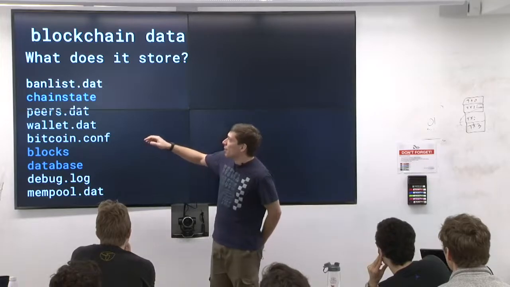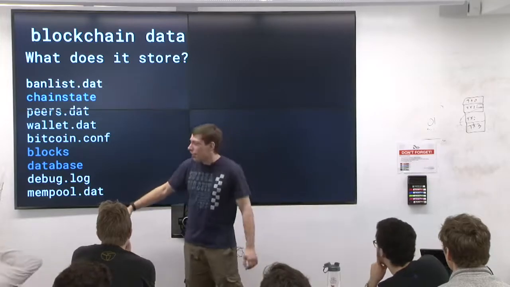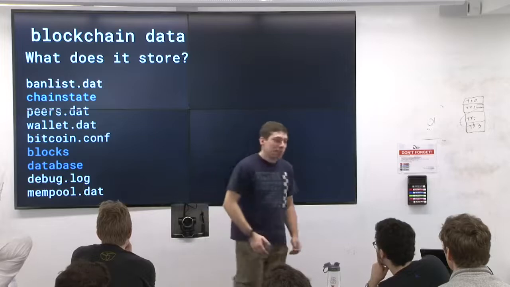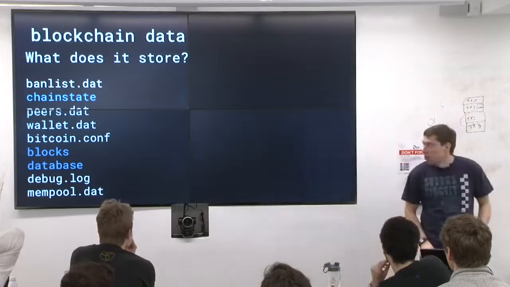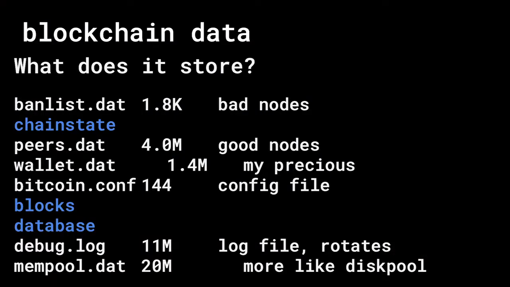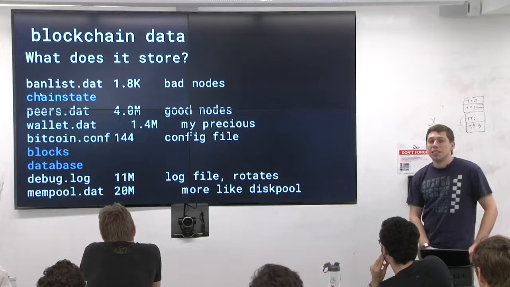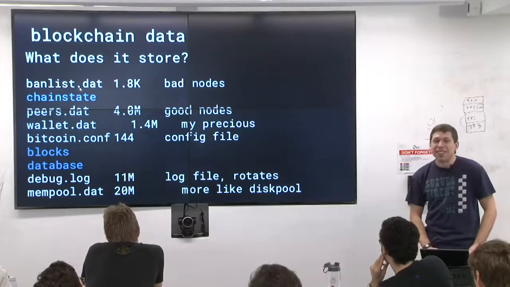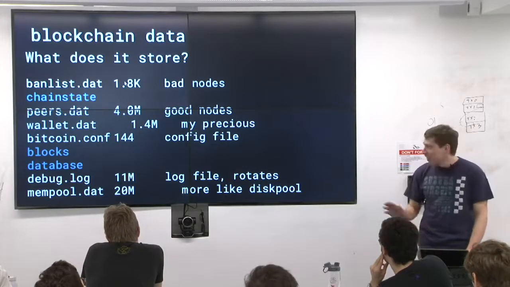Anyway, if you just ls in your folder, here's all the files, and I'll go through them real quick. So there's a banlist.dat. This is a list of IP addresses that you have banned because they're bad. They're doing something weird. So I'll get to it at the end.